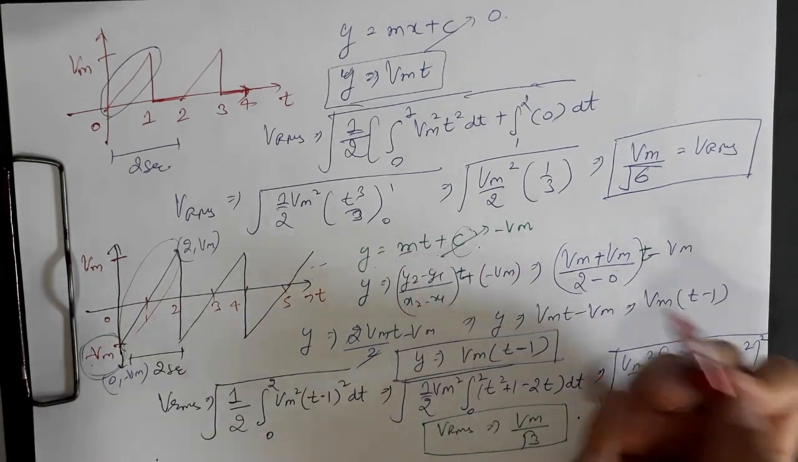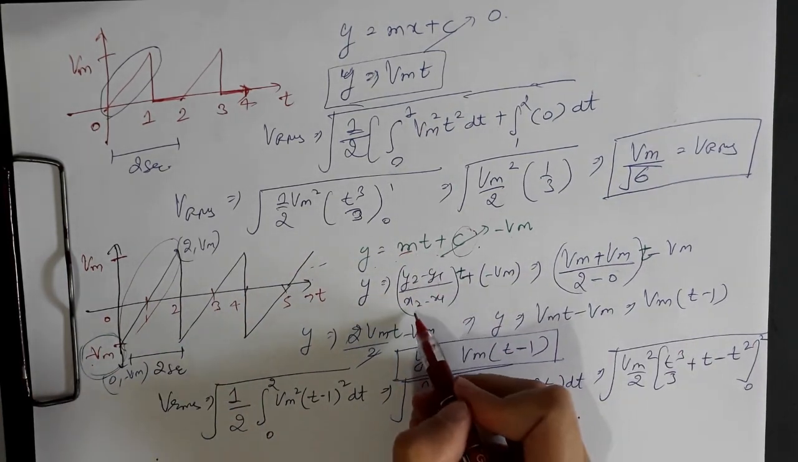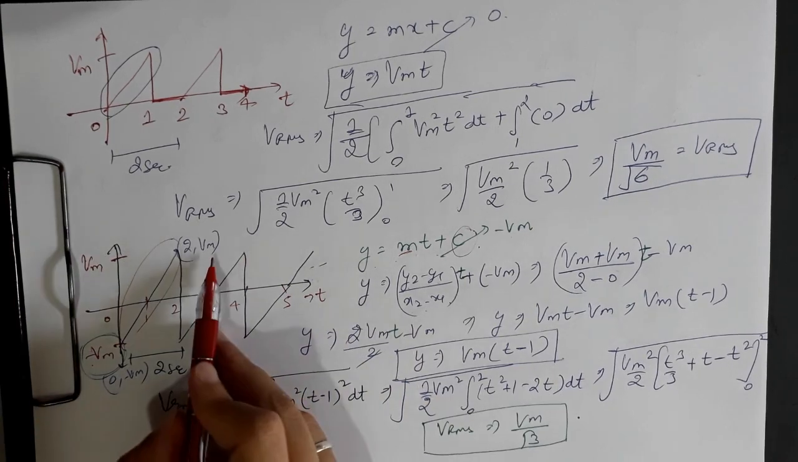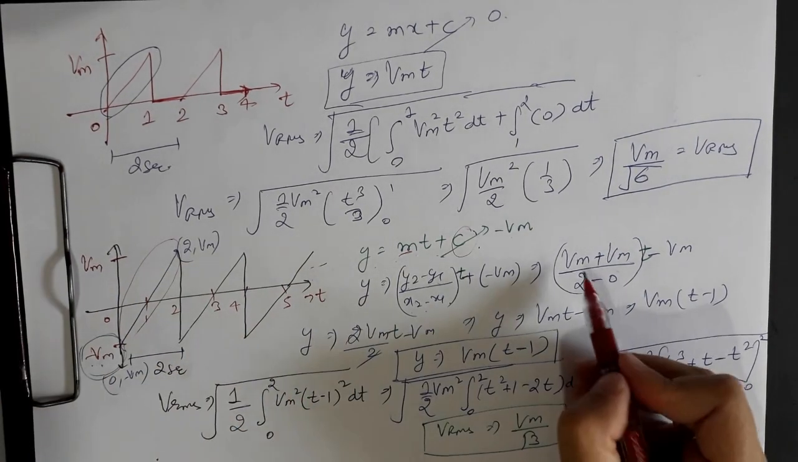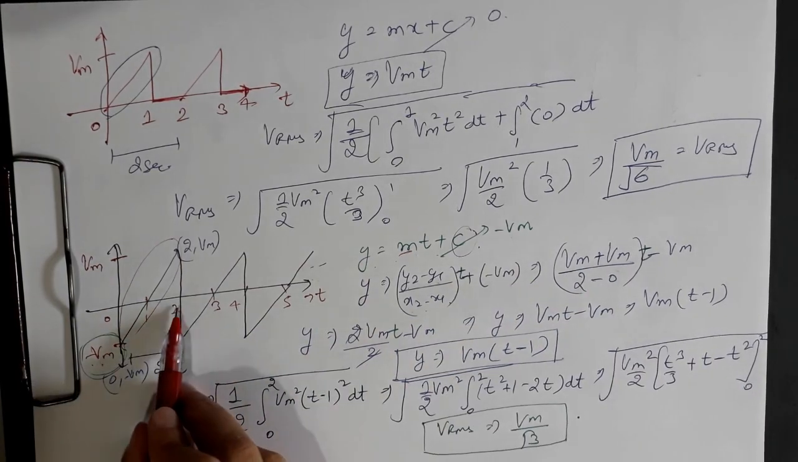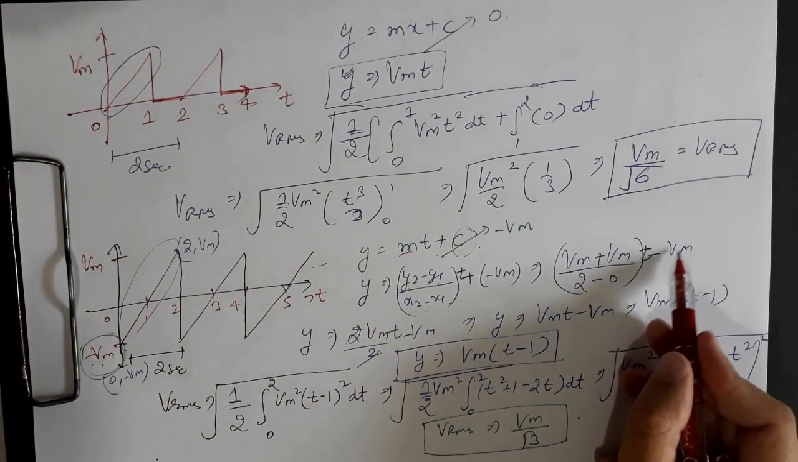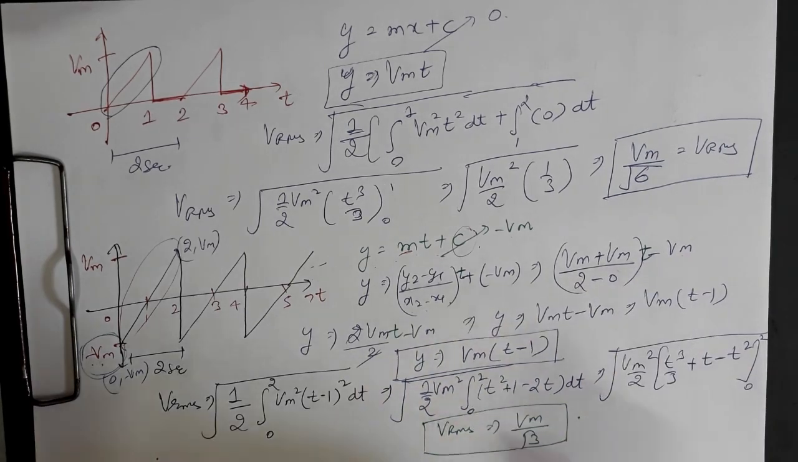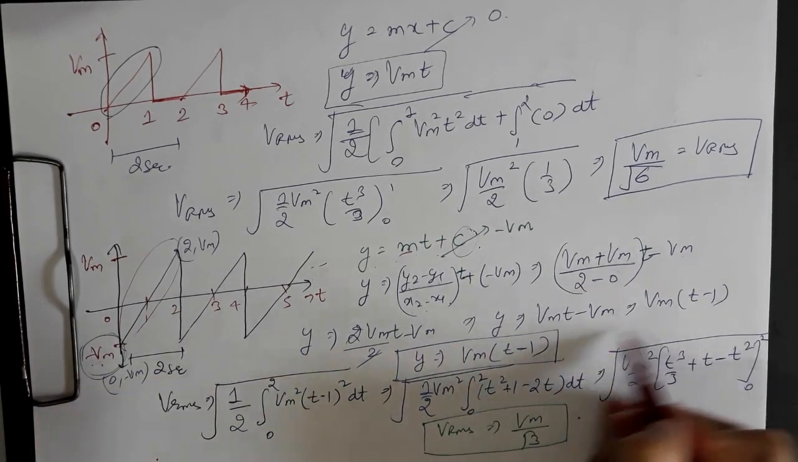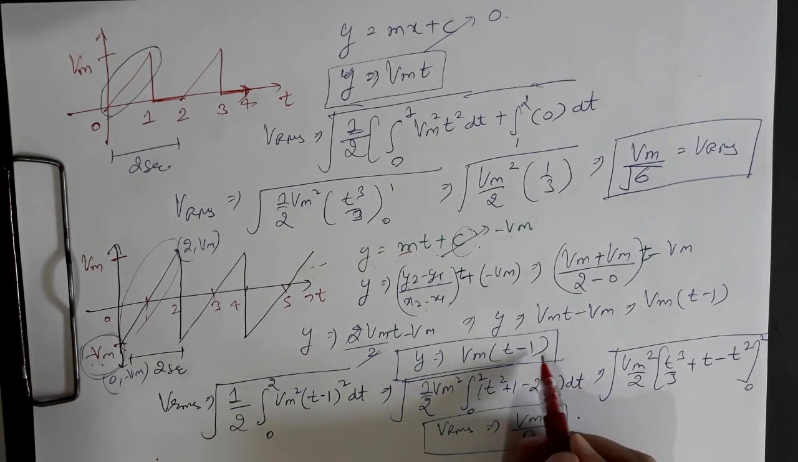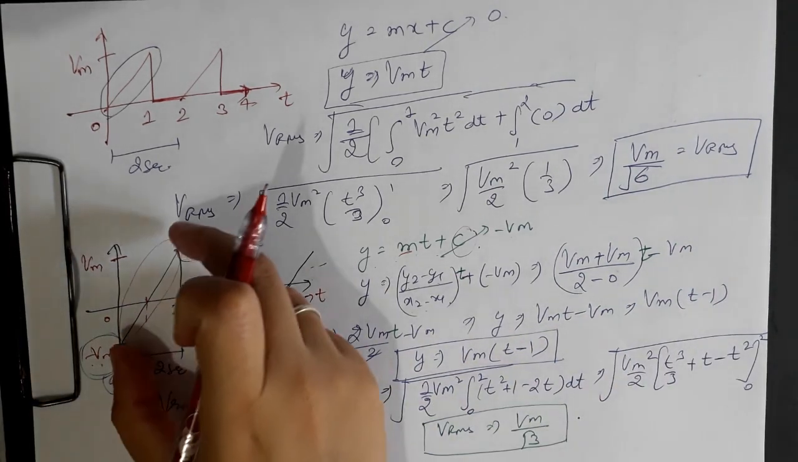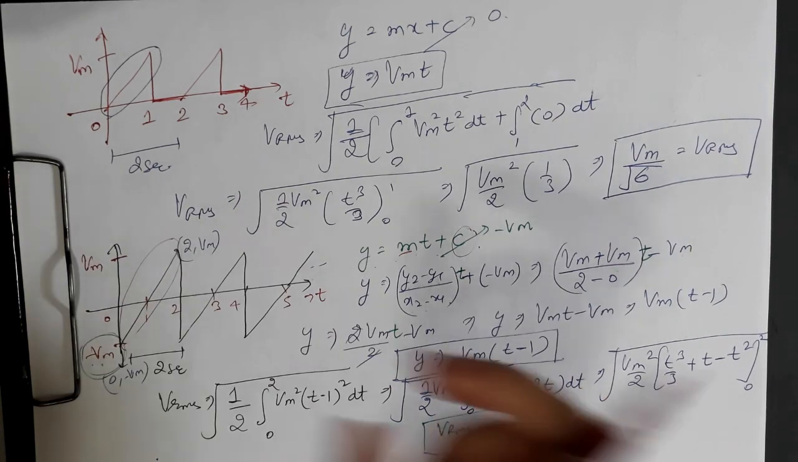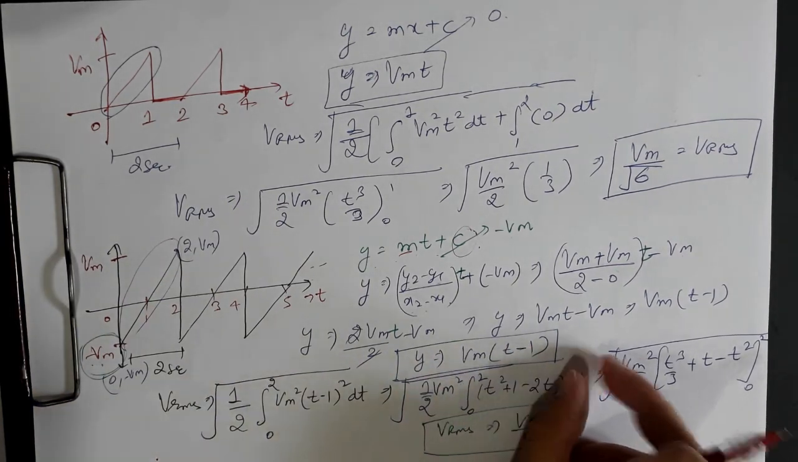Now m is the slope. Slope is y2 minus y1 upon x2 minus x1. This is y2 Vm minus y1 minus plus Vm plus Vm upon x2 is 2, 2 minus 0 is 2 into t minus Vm. So the equation comes is y is equals to Vm into t minus 1. Here I have taken Vm as a common. Now friend, ये हमारी इक्वेशन आ चुकी है y is equals to Vm into t minus 1.